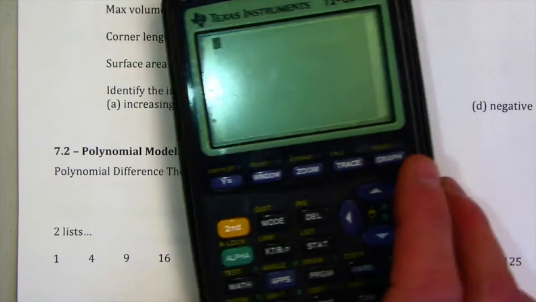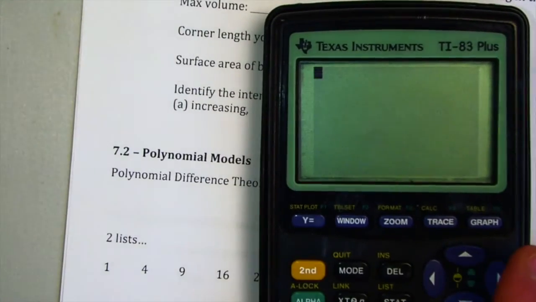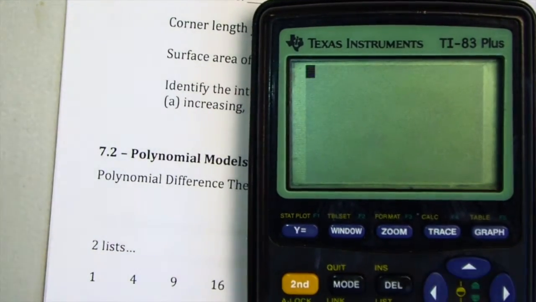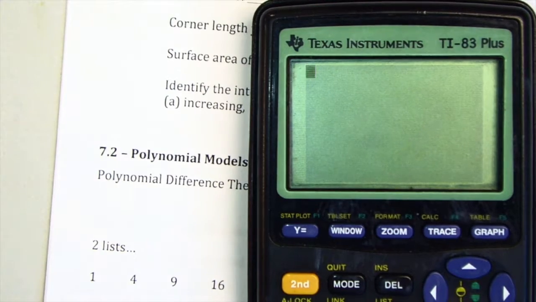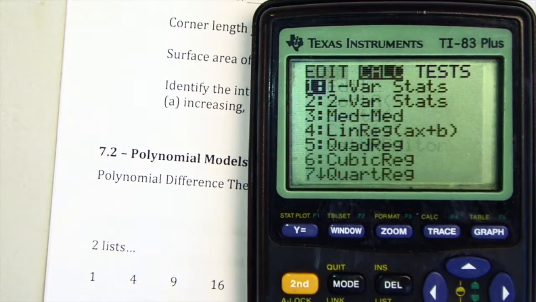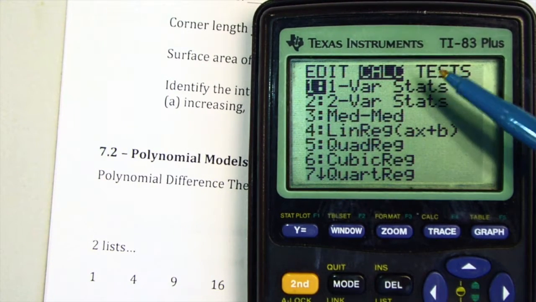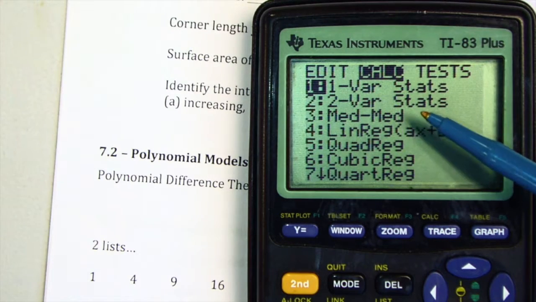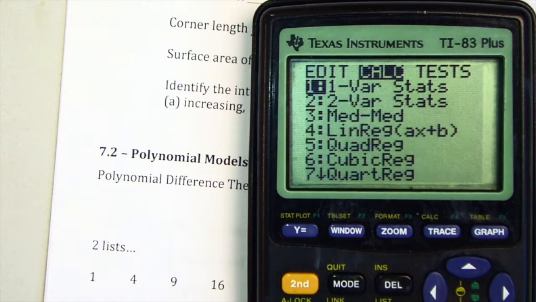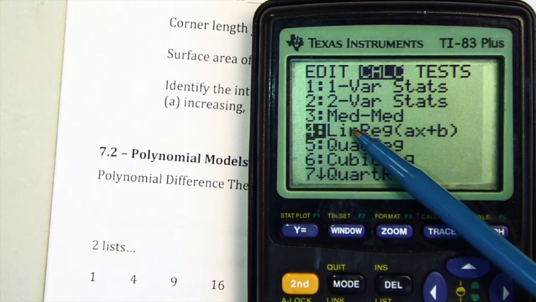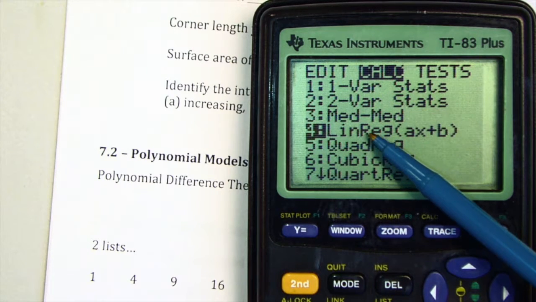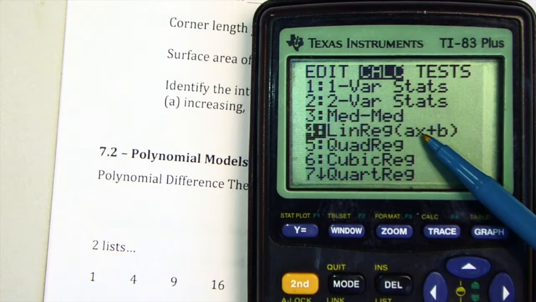So on your calculator, we have what are called regression equations. A regression equation is the line of best fit. So if I hit Stat and I go over to Calc, you have a whole list of them here. We've been in this menu quite a bit. If I go down here to number 4, I have a linear regression line. So linear means that it's a power 1. This equation would have x to the power of 1.